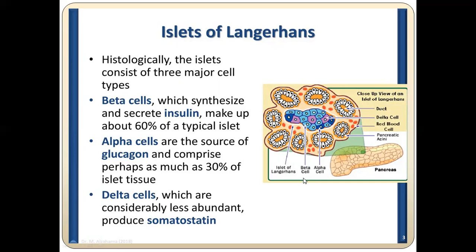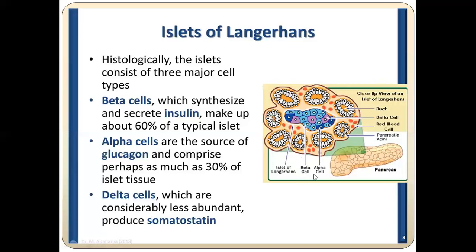Now, what about the beta cell? This portion of the islet of Langerhans secretes, or synthesizes, insulin. But how much portion of the islet of Langerhans? 60% of the whole islet. Okay, 60% of the islet secretes insulin.